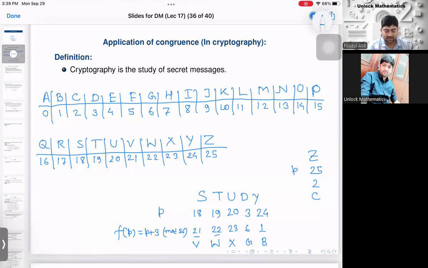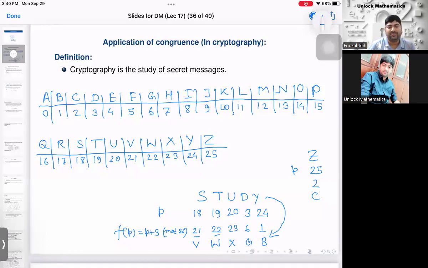So this is how you can encrypt a message. Therefore what we have done, the word study we have encrypted as VWXGB. VWXGB. Now see, we can make this encryption a little more difficult.